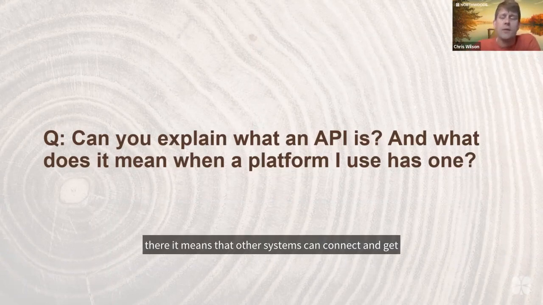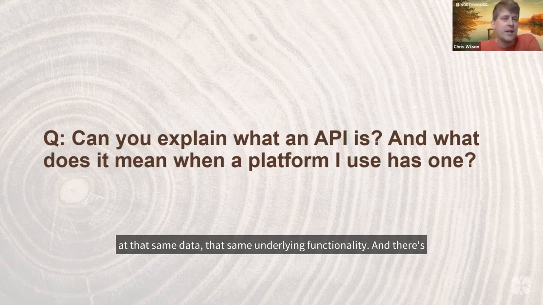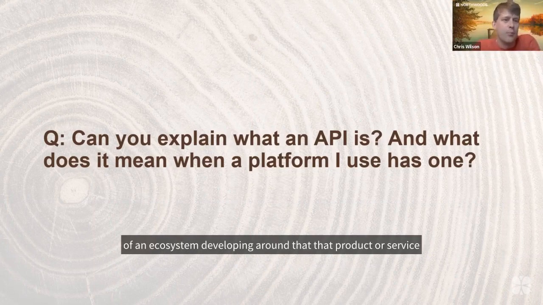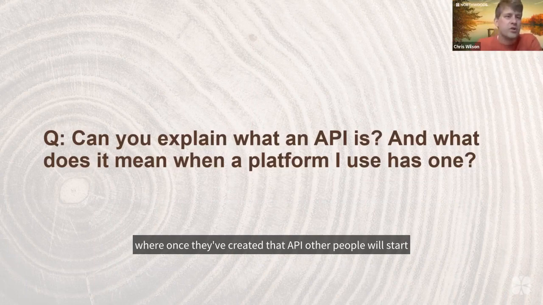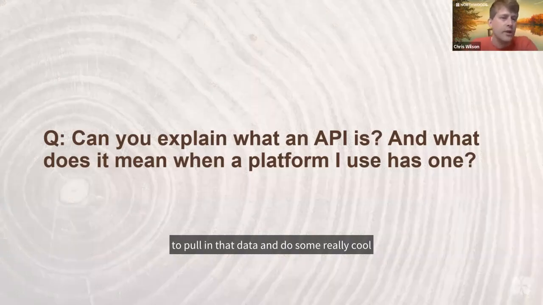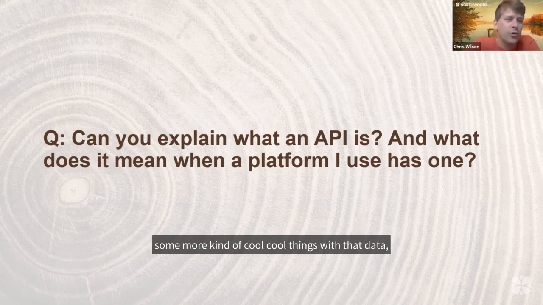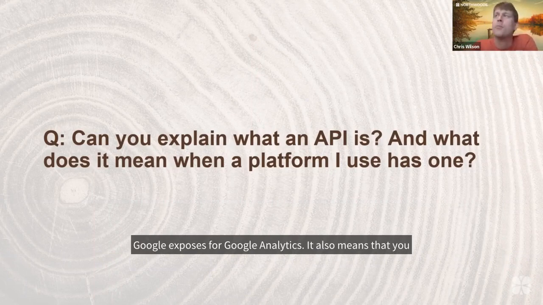When there's an API there, it means that other systems can connect and get at that same data, that same underlying functionality. And there's a couple of really positive benefits that come from this. One is that it tends to lead to an ecosystem developing around that product or service, where once they've created that API, other people will start creating their own products and services that are able to pull in that data and do some really cool things with it. I'm sure we've all seen that with Google Analytics, and there's I don't know how many other services out there that will integrate with Google Analytics, pull in your data, and do some more cool things with that data. That's all possible because of that API that Google exposes for Google Analytics.